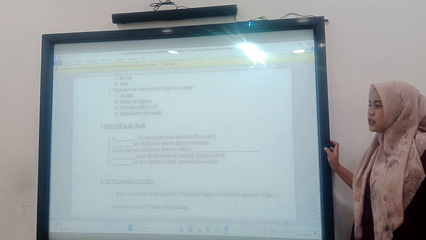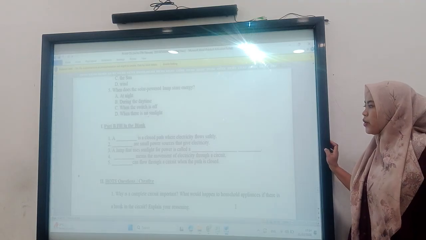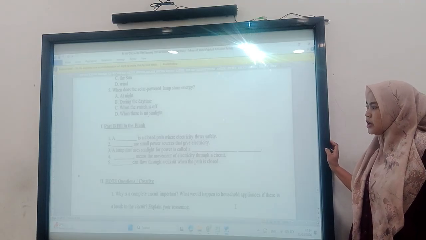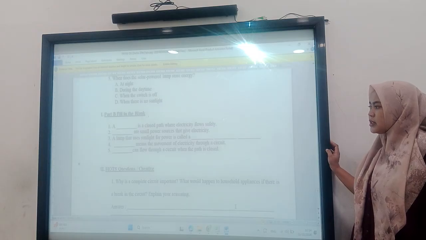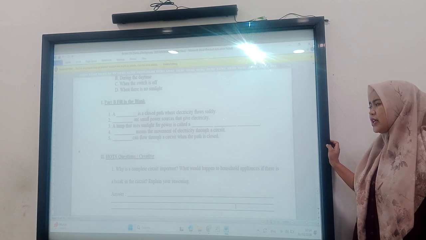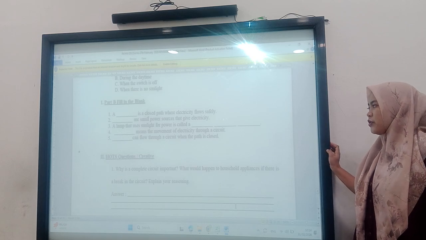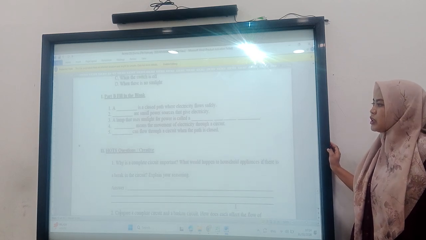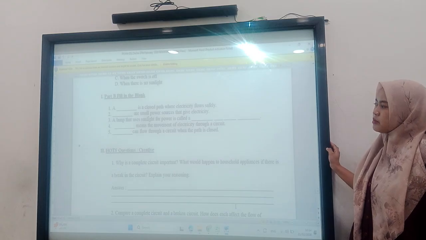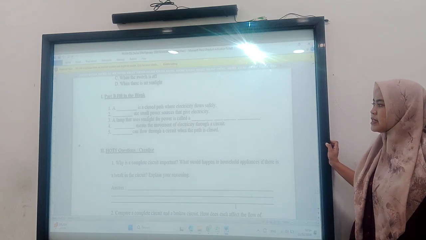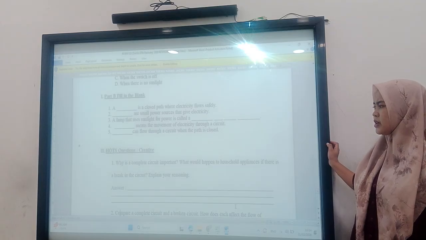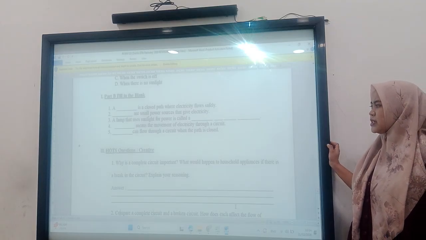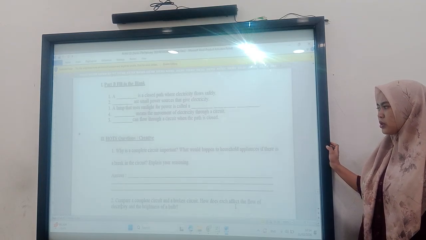Number one, a circuit is a closed path where electricity flows safely. Number two, cells are small power sources that give electricity. Number three, a plant that uses solar sunlight for power is called a solar powered plant. Number four, flow means the movement of electricity through a circuit. Number five, electricity can flow through a circuit when the path is closed.